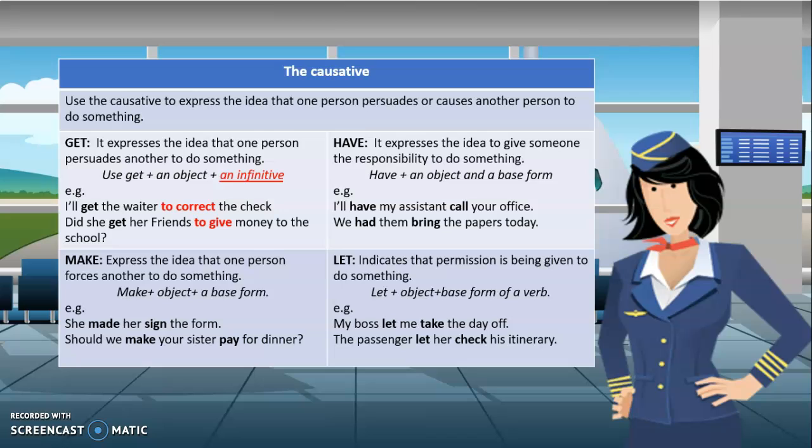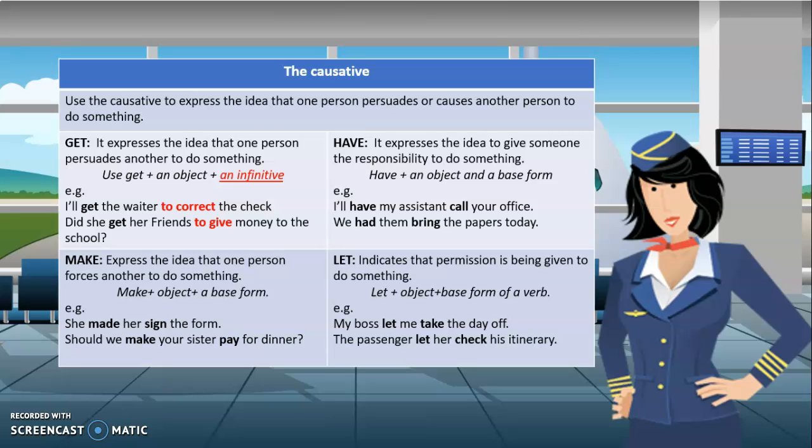We use make to express the idea that one person forces another to do something. We use make plus an object plus a base form. Example, she made her sign the form. Should we make your sister pay for dinner?